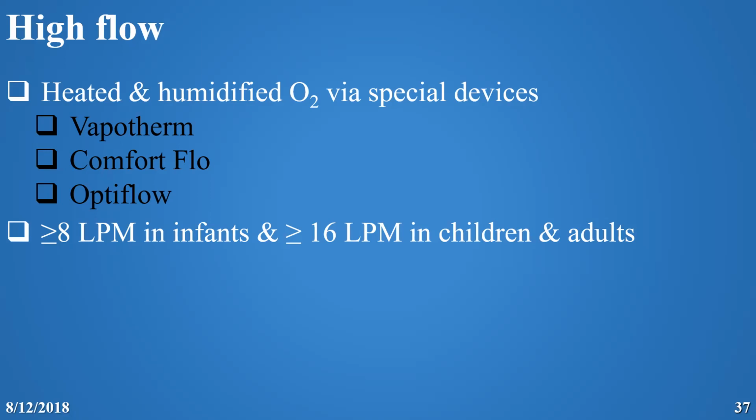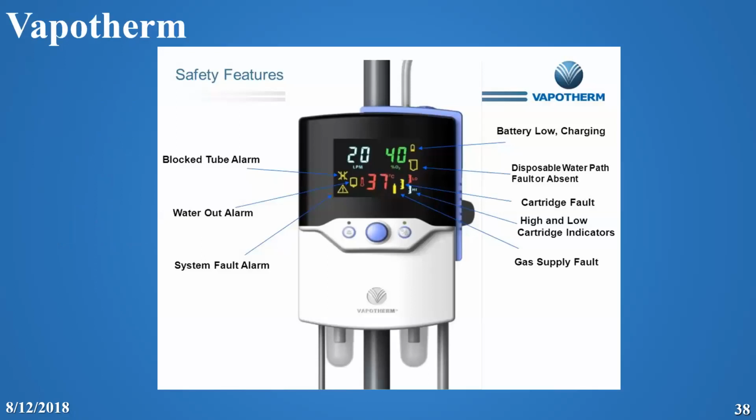And there are many ways to do the flow. There are ready-made, closed high flow systems, such as Vapotherm, Comfort Flow, and Optiflow. And there are just a blender, so without machine. Just a humidifier and blender, that's all.